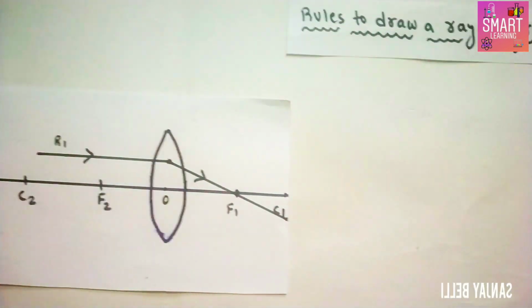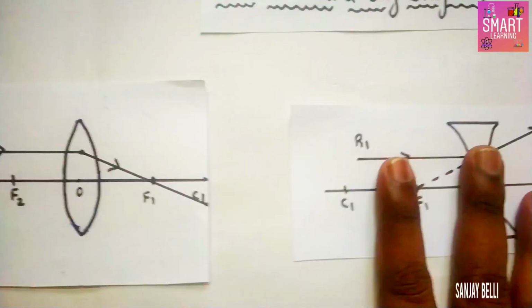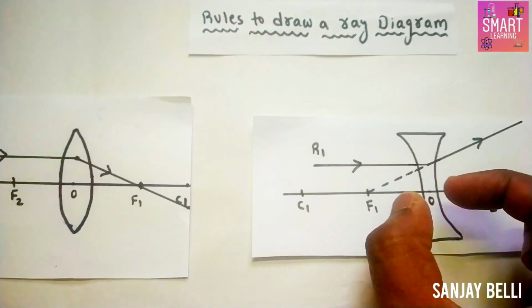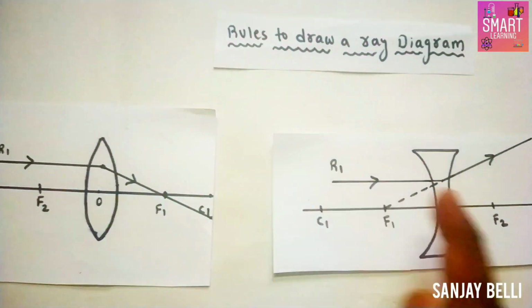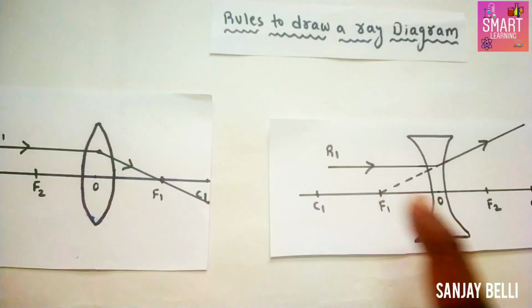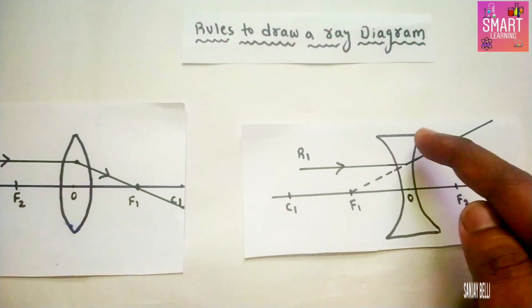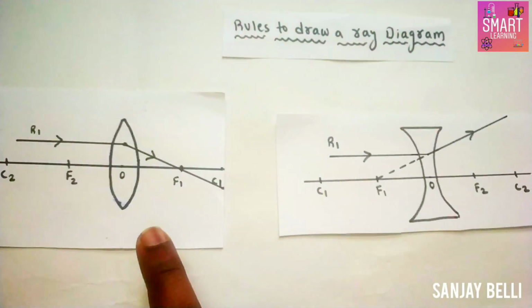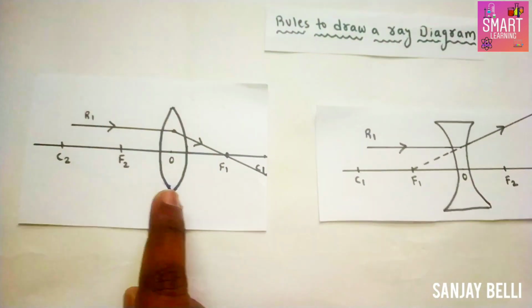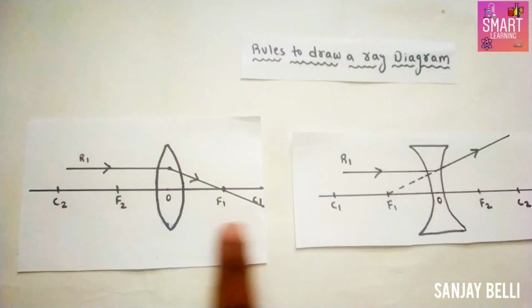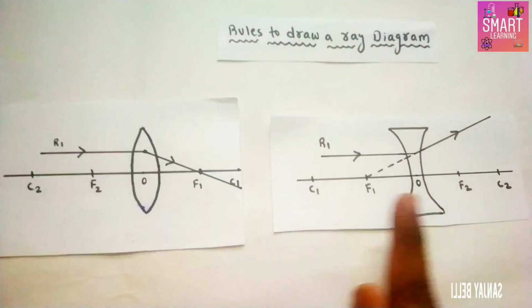In case of a concave lens, it is quite the opposite. The middle part is very thin. You can compare both. Here the middle part is thick, here the middle part is thin. Here the edge part is thin, here the edge part is thick. That is the difference between convex and concave lens. Here you have your convex lens, and here you have your concave lens.